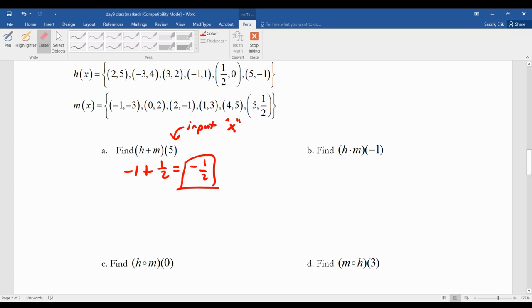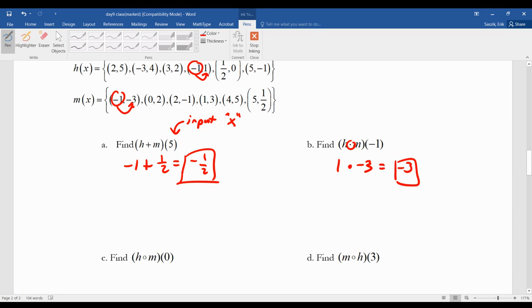Okay, so let's do it again. H of negative 1. That's the input. Negative 1, boom. What does it go to? Goes to positive 1. This is times. Now we do m of negative 1, which is right there. And it goes to negative 3. If I multiply those, that's what I get.